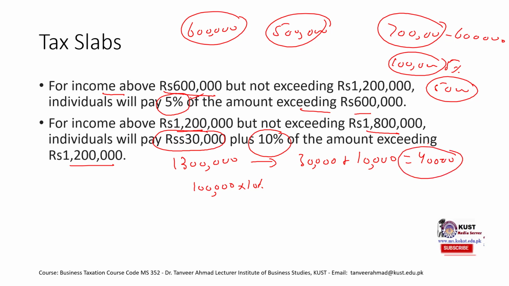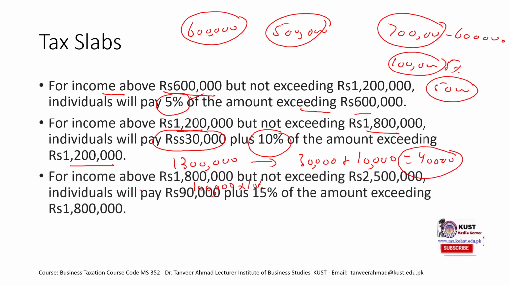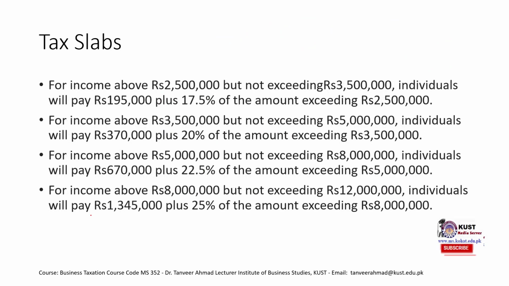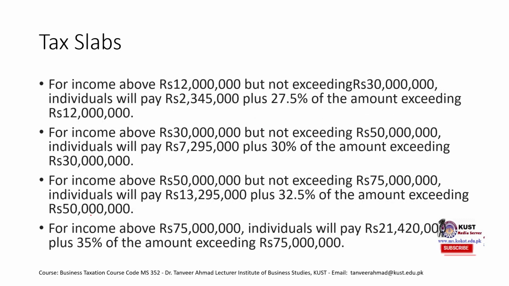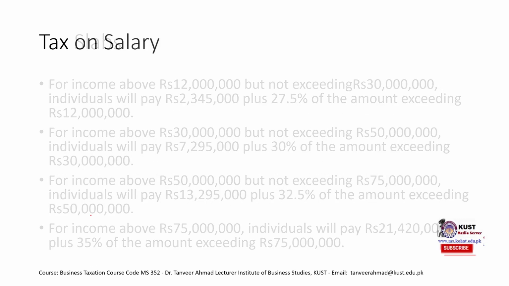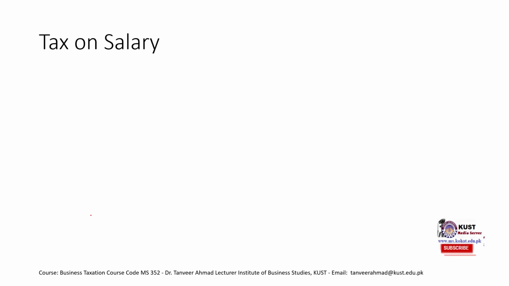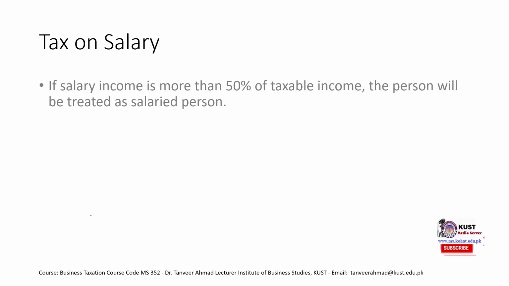Similarly, if income is above 18 lakh but does not exceed 25 lakh, the tax would be 90,000 plus 15% of the amount exceeding 18 lakh. These are the slabs. You can refer to them whenever you need to calculate the tax. There are some other details that I would also like to discuss.